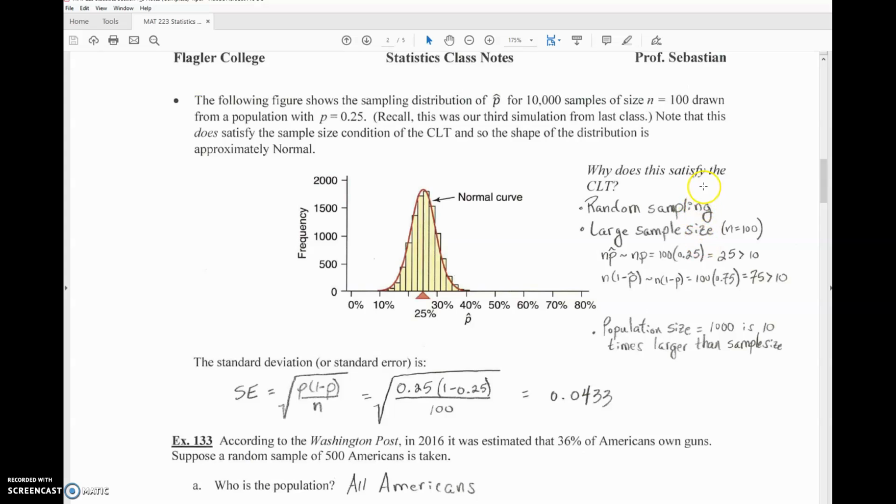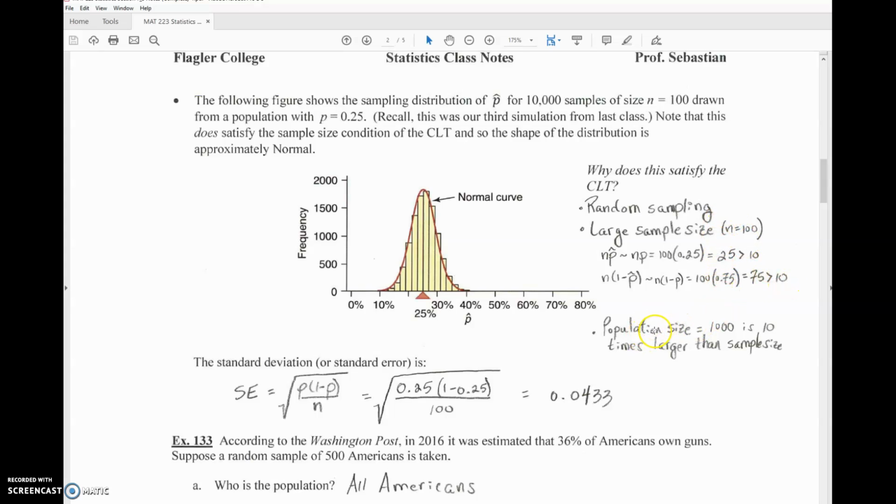Now, why did this satisfy the central limit theorem? Because I had random sampling. There was a large sample size, n was 100, and n times p hat, or if I want to use n times p because I knew p, I should have expected about 25 in my sample to be walkers, which is certainly more than 10. And then n times 1 minus p, since I knew it, I should have expected about 75 in my sample to be runners, which certainly is more than 10, so I had a big enough sample size.